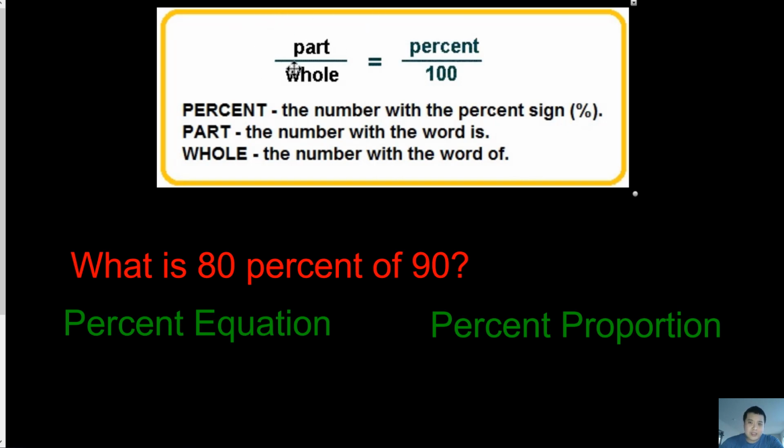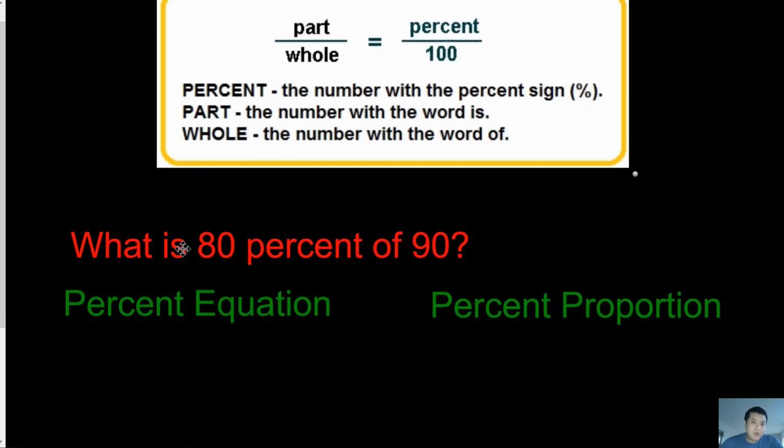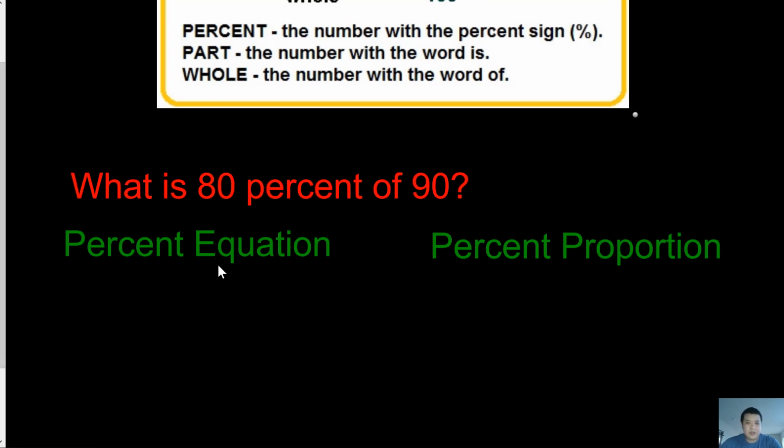Sometimes it's said that it is over of. Okay, so for example, what is 80% of 90? So this is the percent, 80%. Let's first start by solving it using the equation. 80% of 90. To solve that, we would change this into a decimal, which is 0.8, and then multiply that by 90, because of tells us to multiply it by 90. So 0.8 times 90 equals 72.